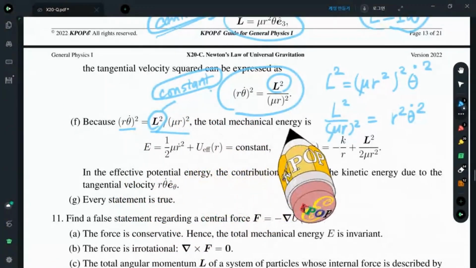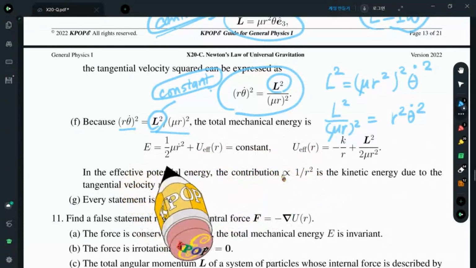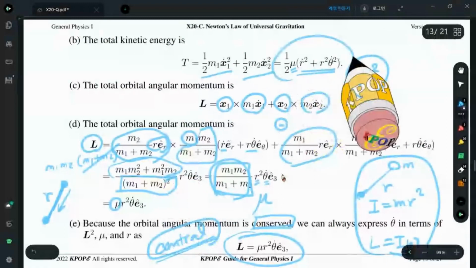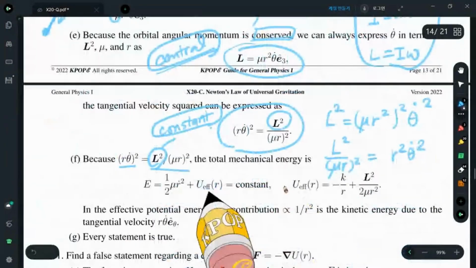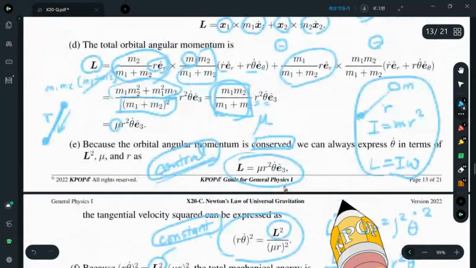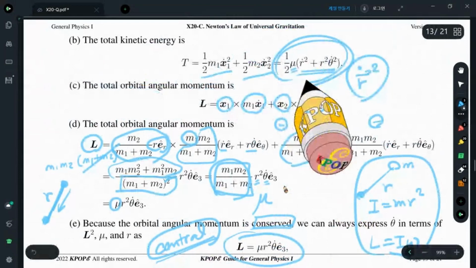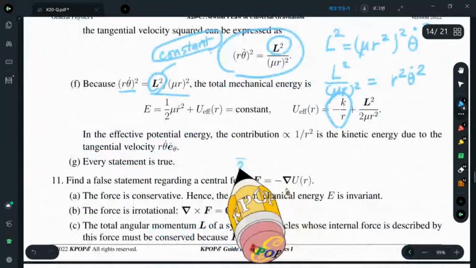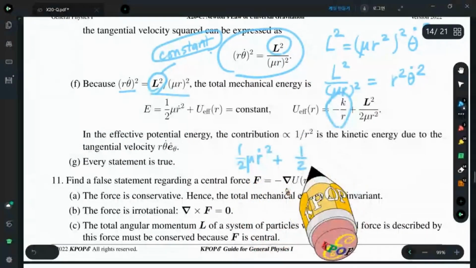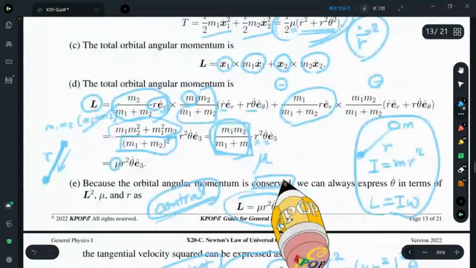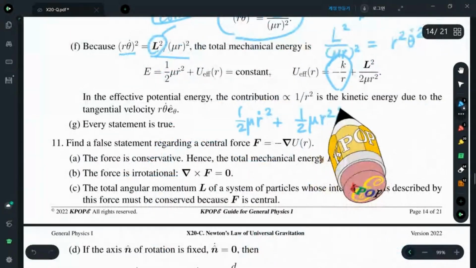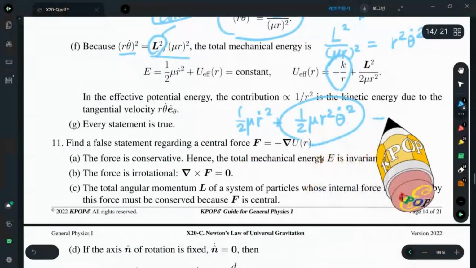So total mechanical energy is kinetic energy, what is the kinetic energy? This is the kinetic energy, and this is the potential energy. Kinetic energy is divided into two pieces: the radial component squared and the angular component, mu r squared theta dot squared. Plus potential energy.